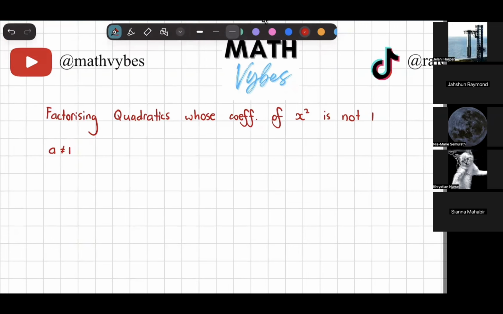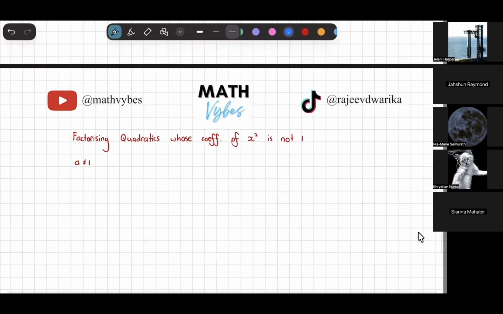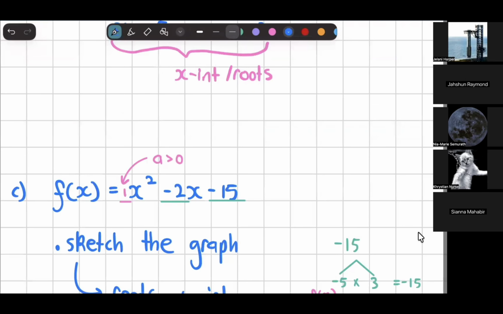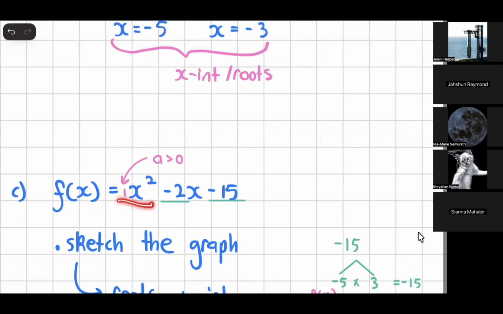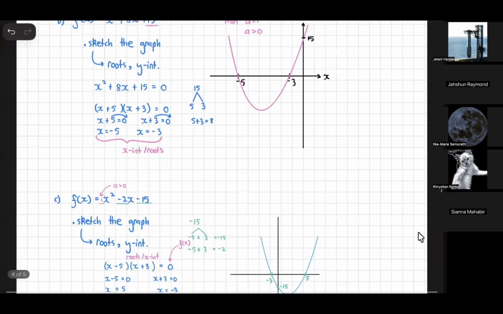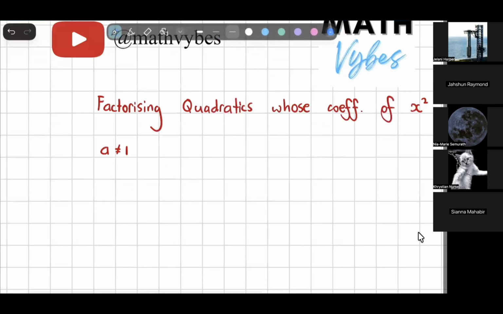Anybody confused about the word coefficient? If you understand, please unmute and tell me so I can move on. Do you all understand what coefficient means? Yes, sir. So in all the examples we've dealt with so far, you weren't seeing a number in front of x squared, but it was understood to be 1x squared. And we know how to factorize that case. It's really simple. So let's look at some harder examples.